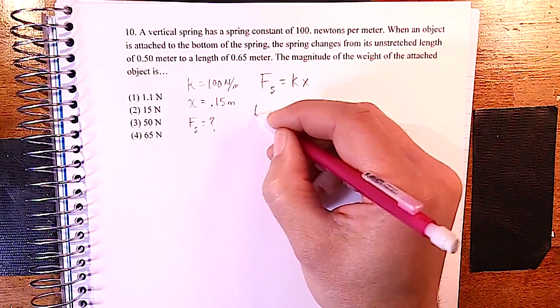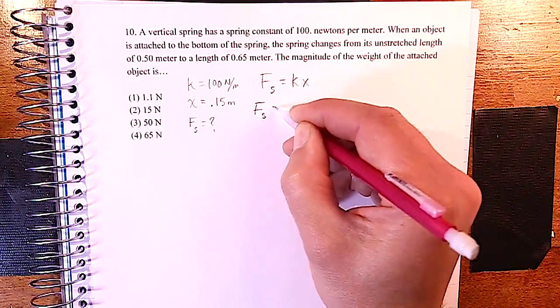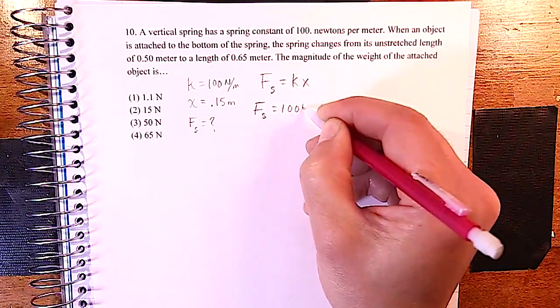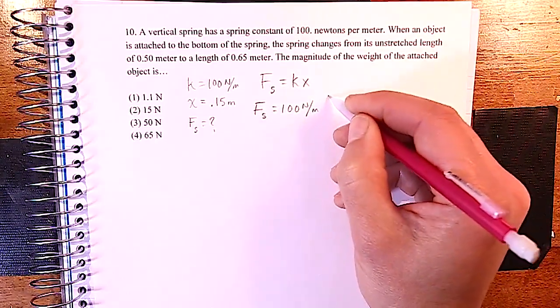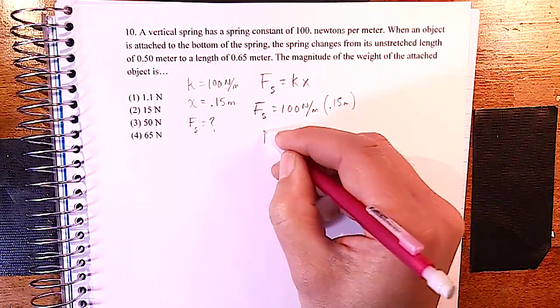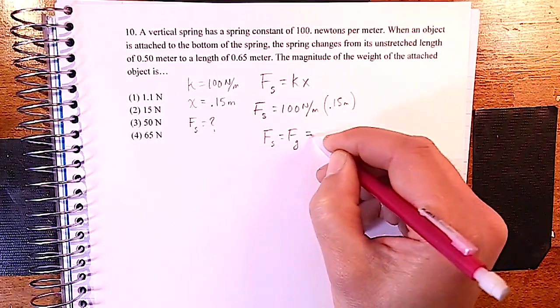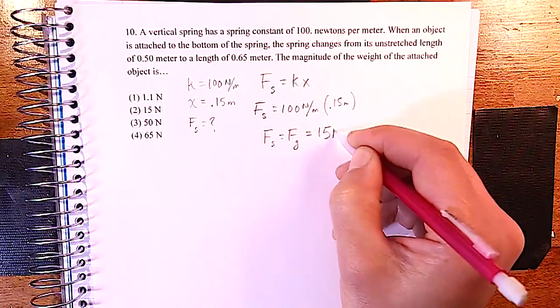And we have Fs equals 100 newtons per meter times 0.15 meters. And that's going to give us the force of the spring, which is equal to the weight that's being pushed down, of 15 newtons.